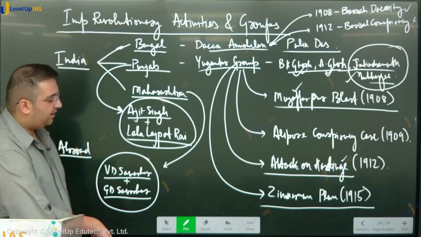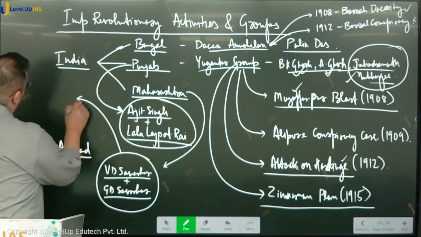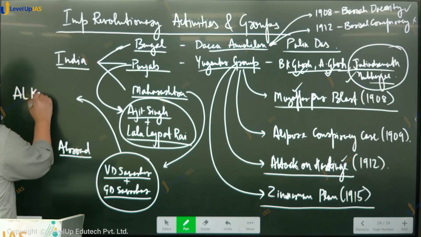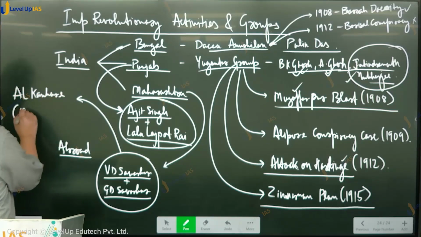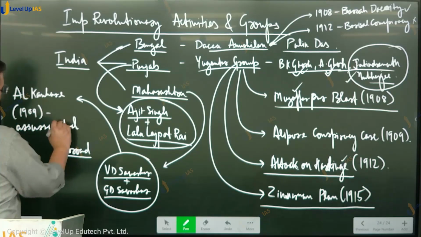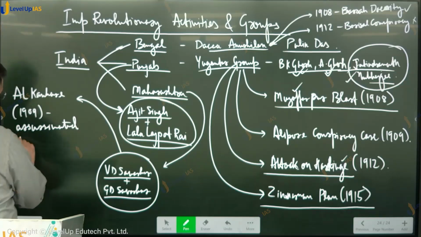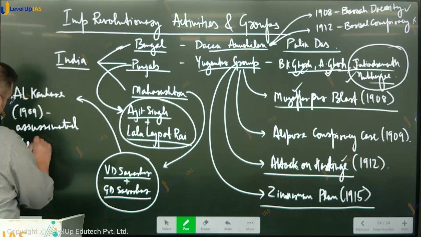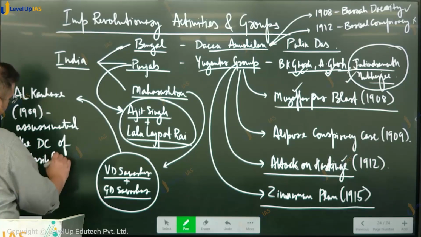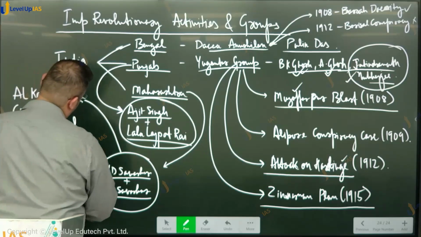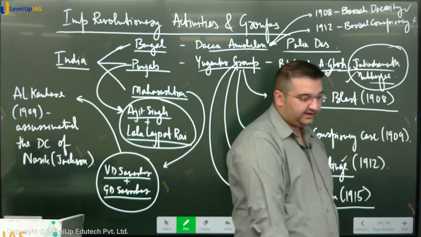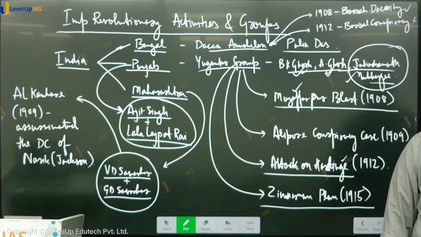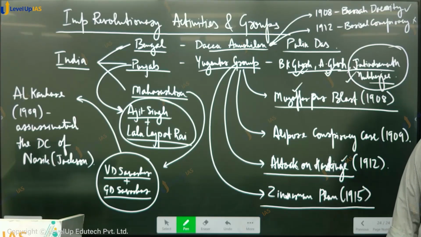One of the members of the Abhinav Bharat Society, Anant Lakshman Kanhare, in 1909 assassinated the district collector of Nasik. His name was Jackson, following which the government acted and rounded up several members of this society. ठीक है? इंडिया में ये एक्टिविटीज थी.